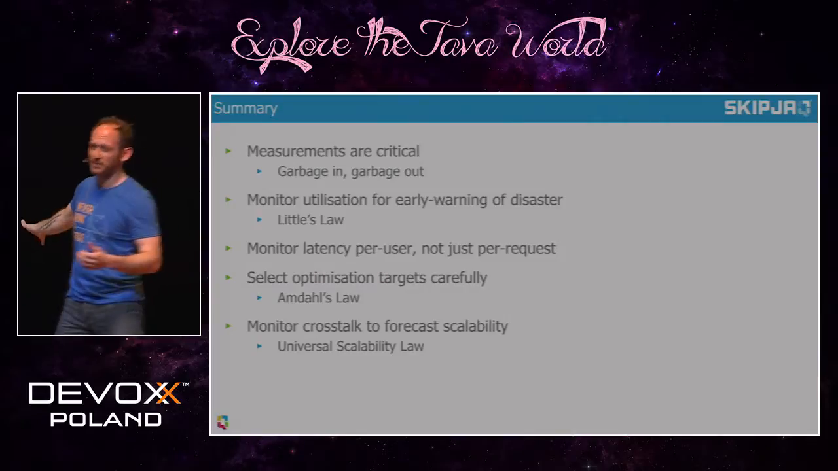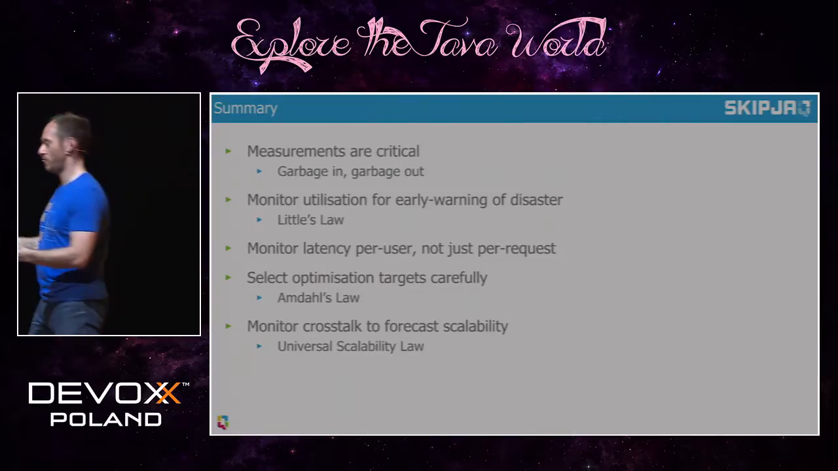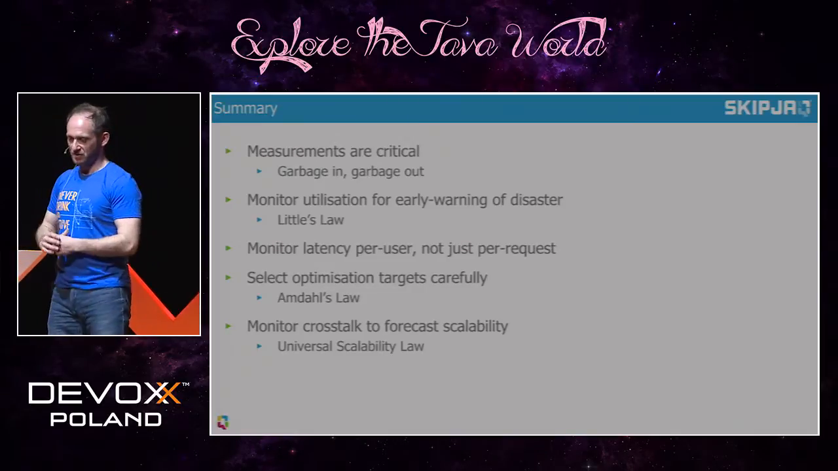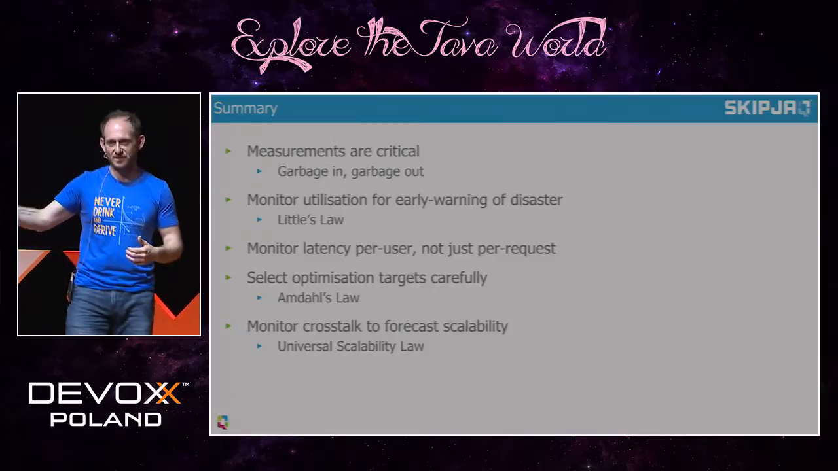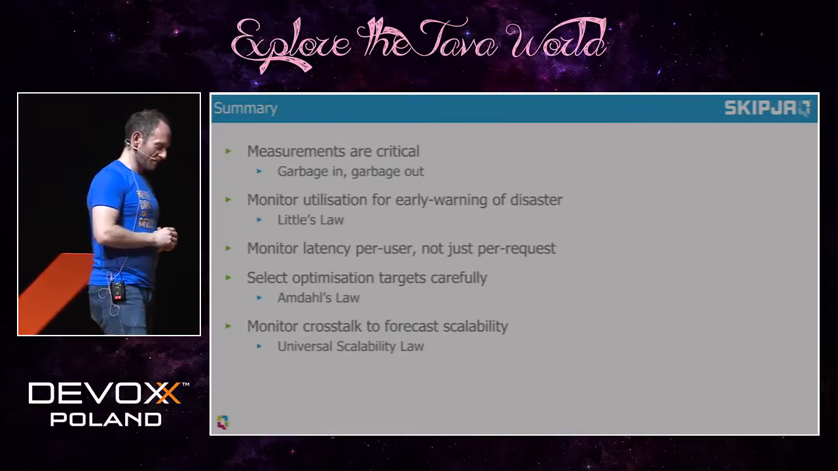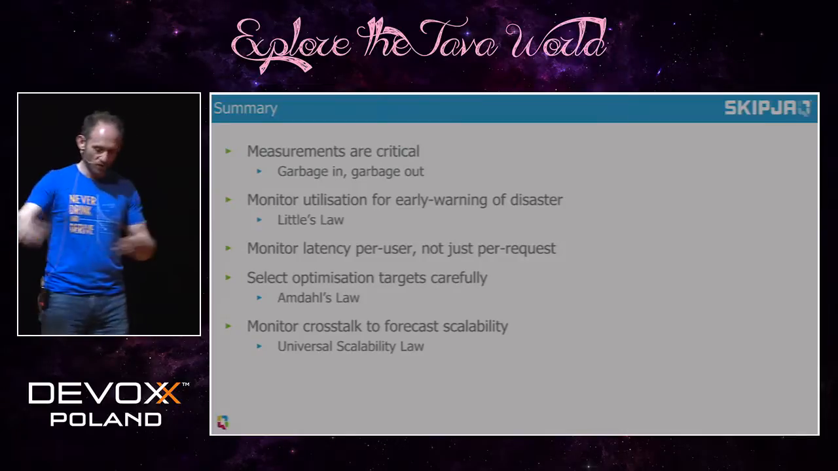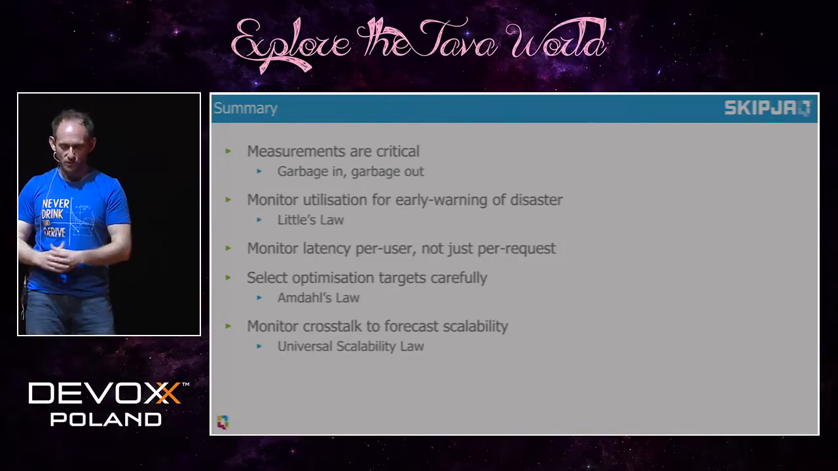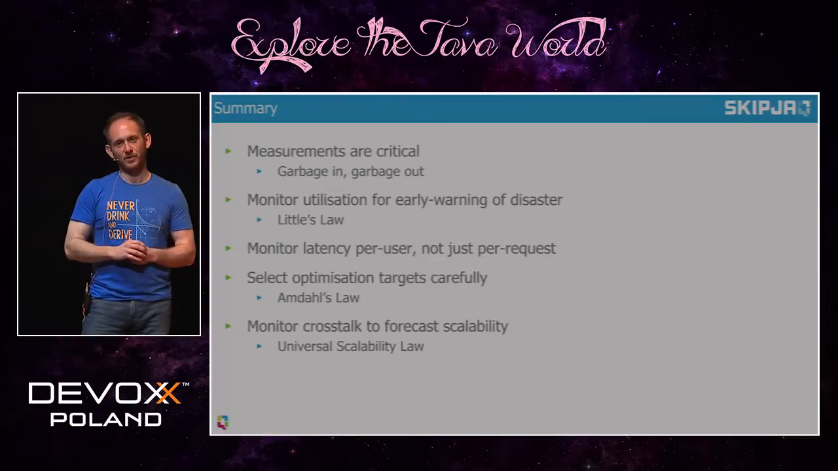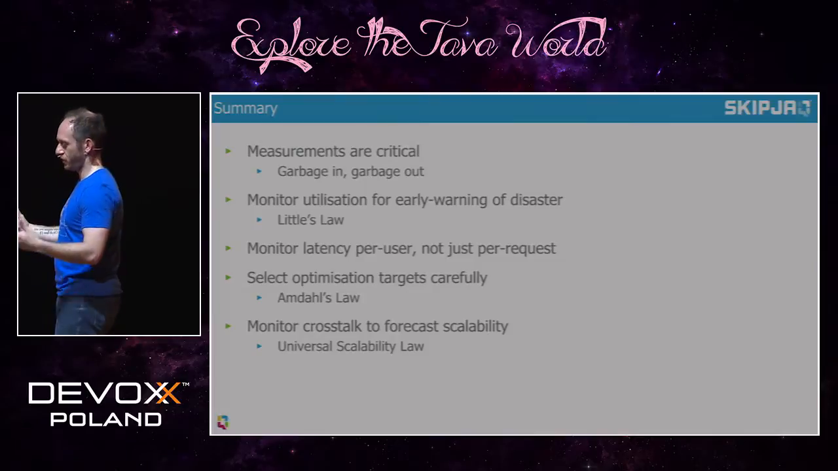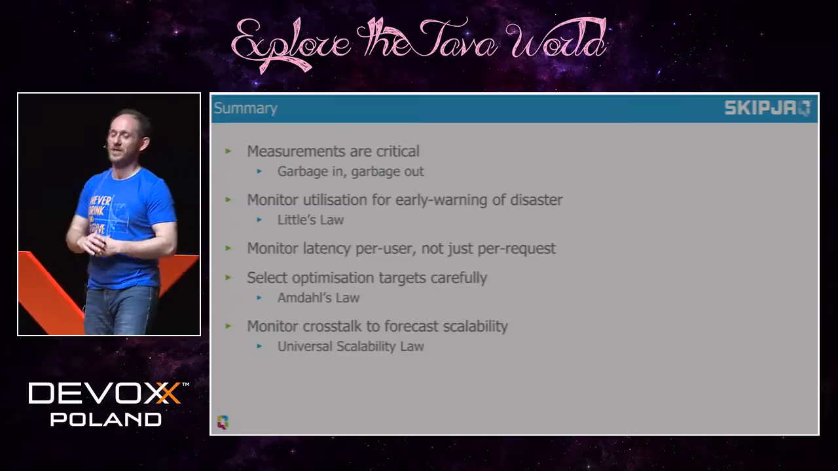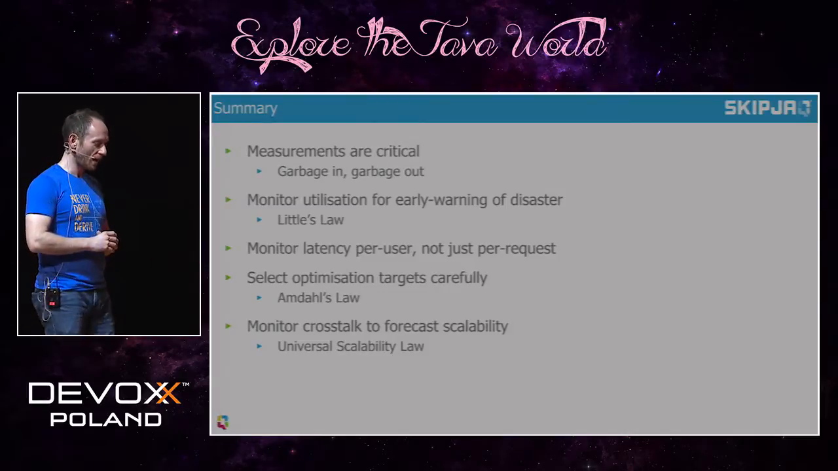Amdahl's law is super simple. Do it in a calculator, do it with paper. You should apply this. Gather some data about your system, say, okay, well, this service is the most utilized. Let's do some tuning there. And then measure your crosstalk. Monitor your throughput at different user levels or throughput at different core levels, and use this to forecast your scalability. If you can't do this in production, you can do this in a lab. If you can't do it in a lab, come and talk to me, because that's what we can do in a lab.